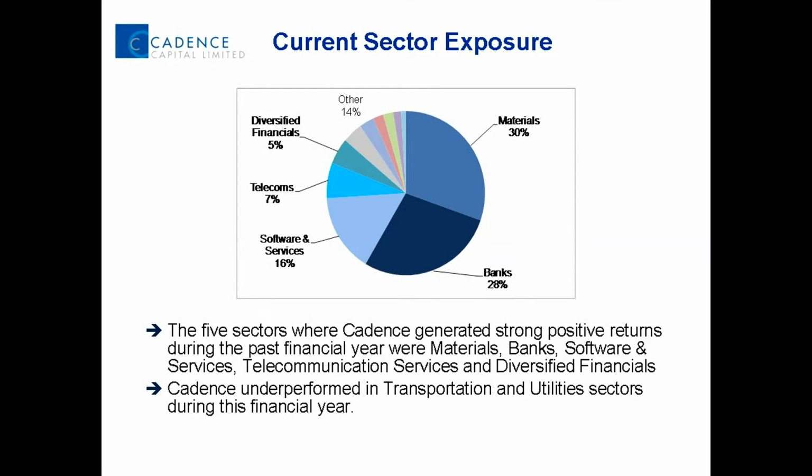The following slide shows our sector exposure and how the portfolio ended for the year. Quite clearly there are large positions in the materials sector, the bank sector, the diversified financial services sector, software and services, and we've tended this year to underperform in the utilities and transportation sectors.